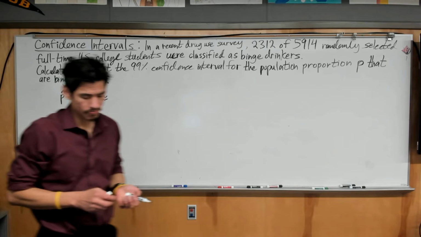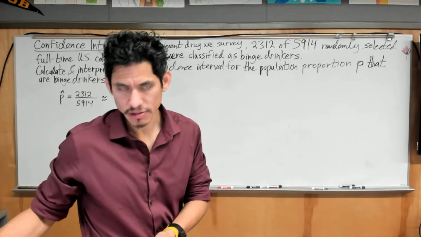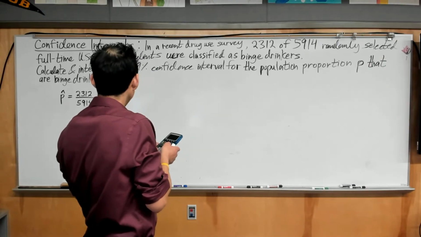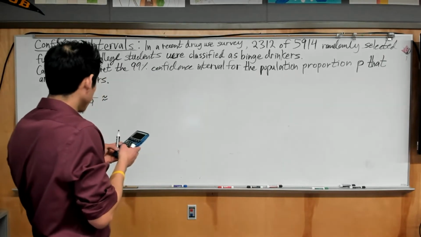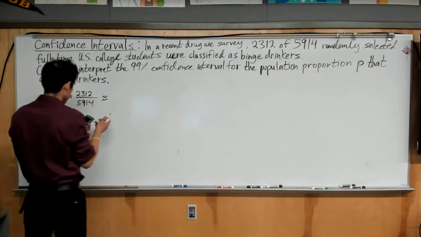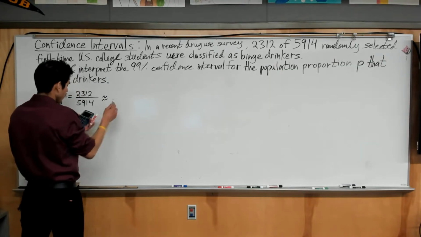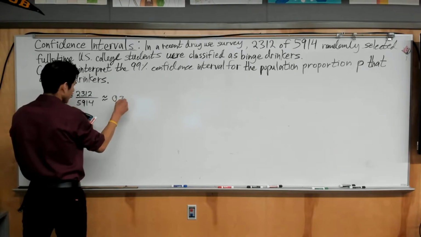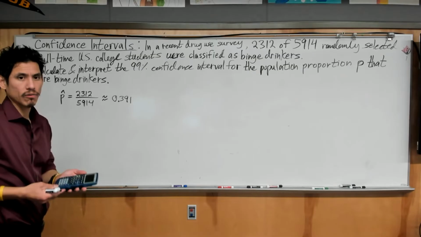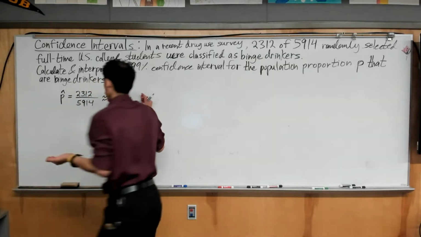So we have a calculator to do this. 2,312 divided by 5,914, which is about 39%. Wow. 0.39, we'll say, 0.391 rounded.